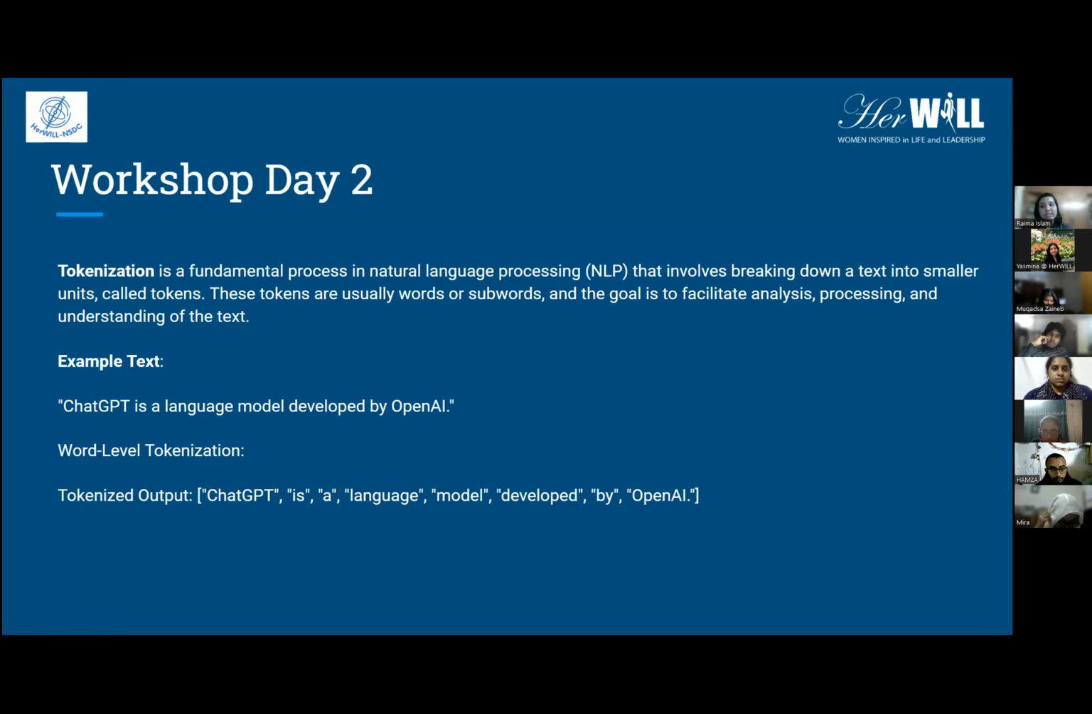Take a whole sentence, here you can see: ChatGPT is a language model developed by OpenAI. What tokenization does is break the entire sentence into words. When you apply tokenization, ChatGPT becomes one word, then is, a, language, model, developed, by, OpenAI. Why do we even do this? Why is it needed to break down the sentence into specific words, into tokens? Here, the words mean the tokens.